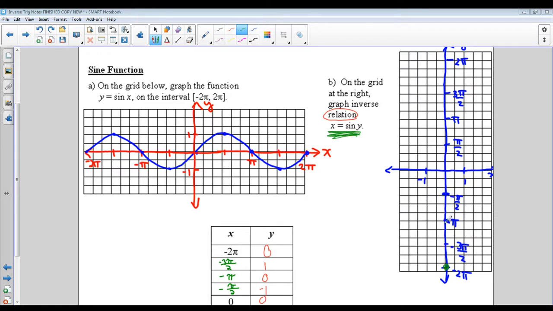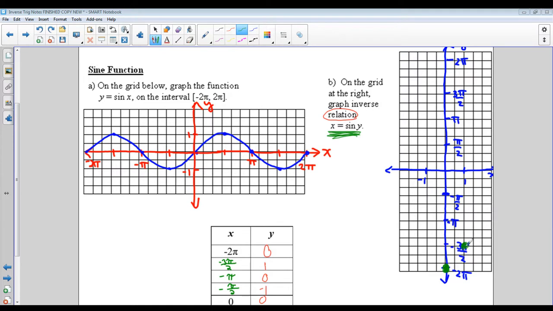So my graph did get a little skewed there when I transferred it over. Sorry about that. But your scaling is hopefully you counted by 3s or 2s or whatever. And instead of the point negative 3 pi over 2 comma 1, which is right there, we're going to be graphing the point on my inverse relation at 1, negative 3 pi over 2.